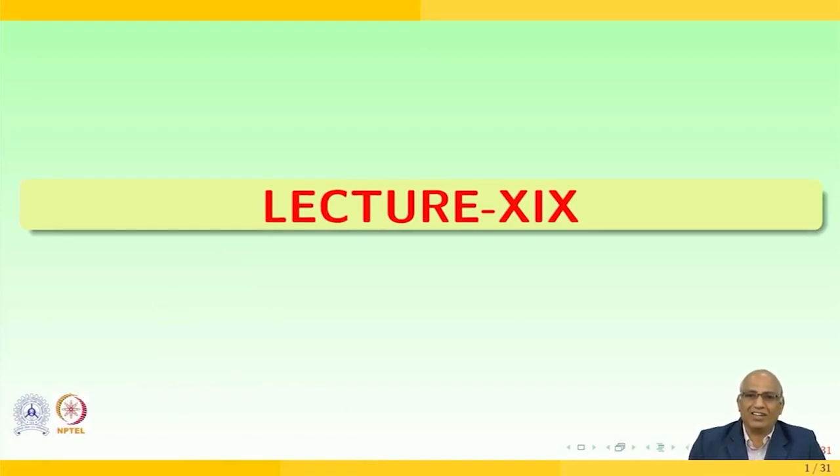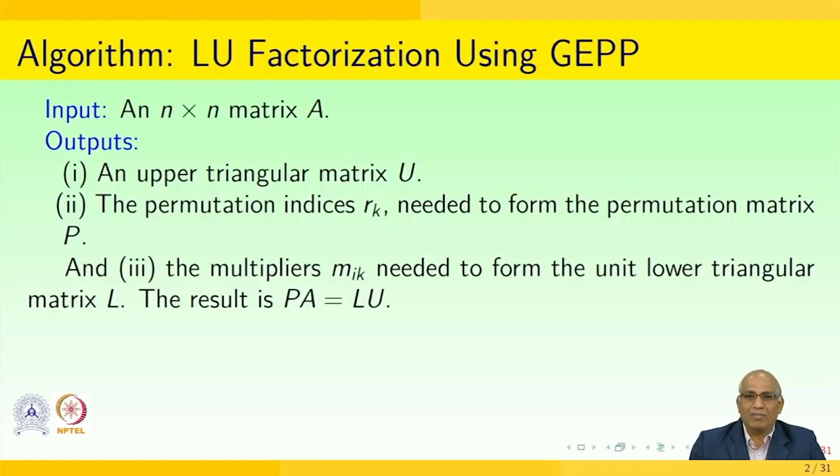Before going to the 19th lecture, let us quickly recall what we did in the 18th lecture. In the previous lecture, we computed how the coefficient matrix can be decomposed into the multiplication of two matrices L and U. We also saw in what instances the matrix could be decomposed and in what instances the matrix A cannot be decomposed. Now today we are going to have the algorithm of LU factorization using Gaussian elimination with partial pivoting.